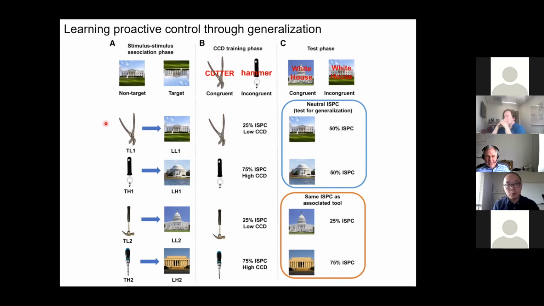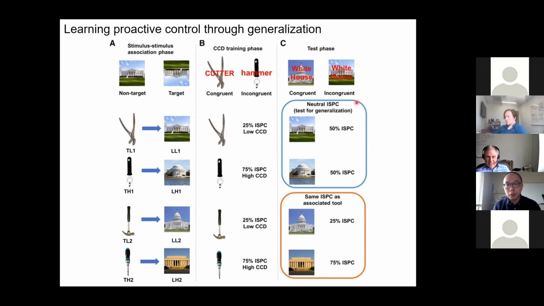In the first phase, we associated each individual tool image to a unique landmark image. So you can think of those tool images as A items and the landmark images as B items. So in the first phase, we established the AB association. And then in the second phase, the tools are associated with different cognitive control demands. The cognitive control demand can be thought of as C items. So in this phase, it is the AC association.